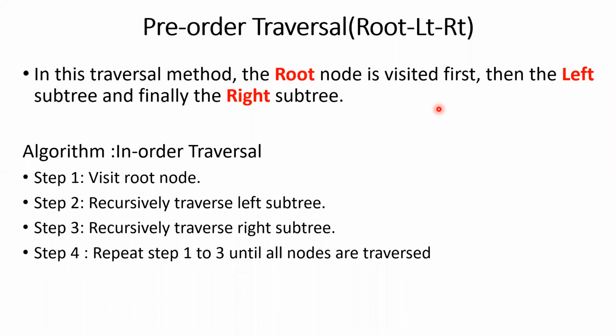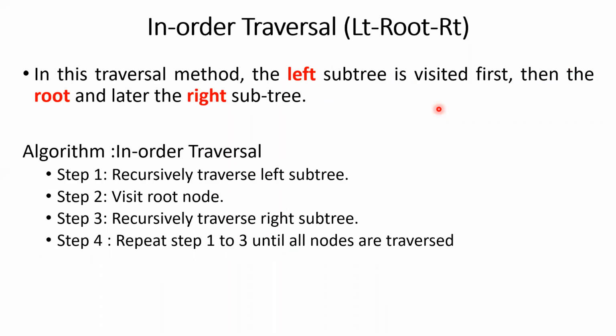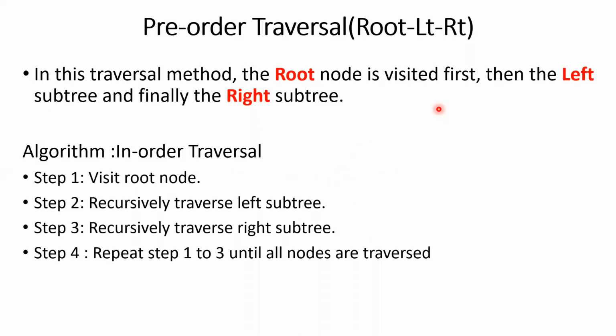So here, in this traversal, the root node is visited first, then the left subtree, and then the right subtree. So the same algorithm, we will be writing: visit root node first, recursively traverse left subtree, recursively traverse right subtree. That's all. You remember in in-order we had written the same steps, but you just change the order. In in-order we were visiting the left subtree, then visiting root. Same thing, we are just writing in a different order. So the lines will be the same. Very easy if you remember these three things.